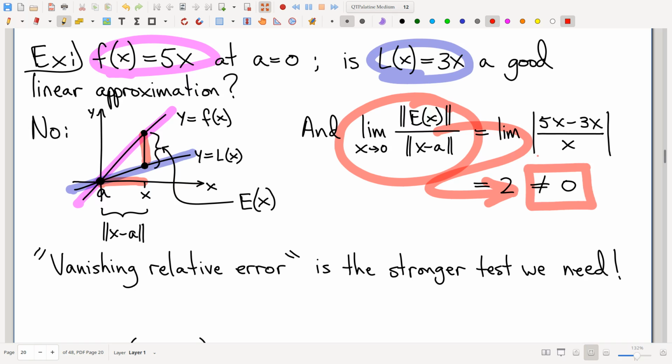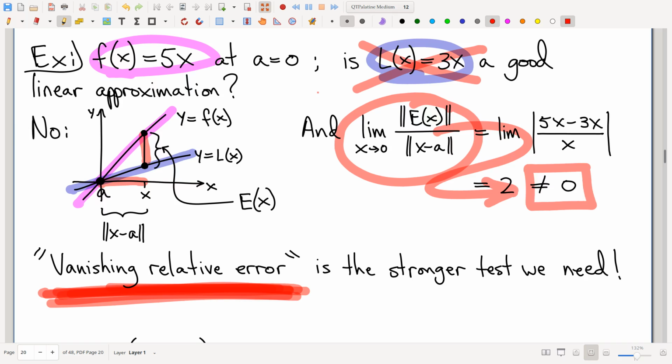So if we simply require that relative error should approach 0, what we call vanishing relative error, well, this does not meet that requirement. It obviously approaches 2. And that, as it should, eliminates this ridiculous attempt at a linear approximation from being acceptable. So vanishing relative error is the test that we need.